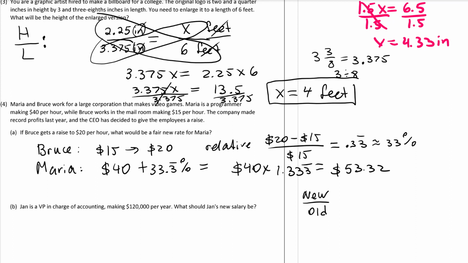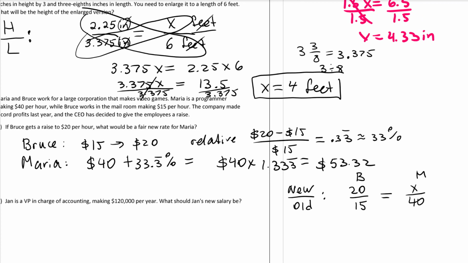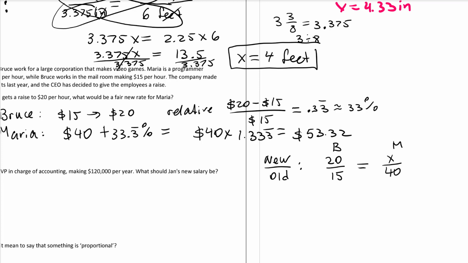So look, one way we can say new to old. So we got Bruce and we got Maria. So here, his salary went from 15 to 20. So new is 20, old is 15. And it should be consistent with Maria's, which was old to be 40 and new would be an X. Go ahead and solve this proportion. I'll give you a moment.